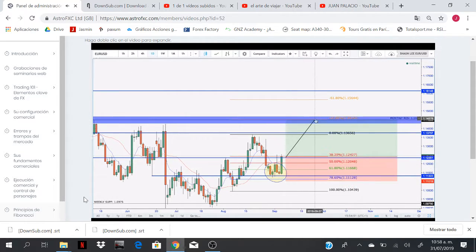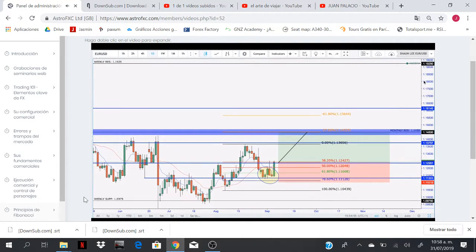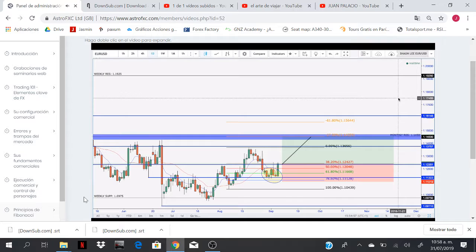If Euro does actually breach our monthly resistance level, we know from our prior lessons and prior rules that if the monthly resistance is broken, there's then a 75% chance we may see 1.1925, which is the weekly resistance over here.